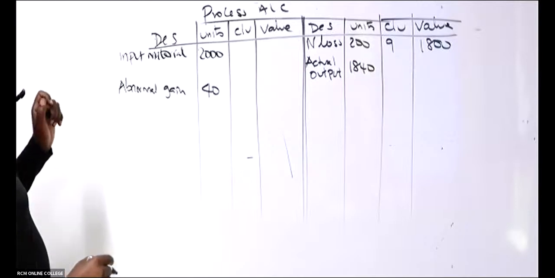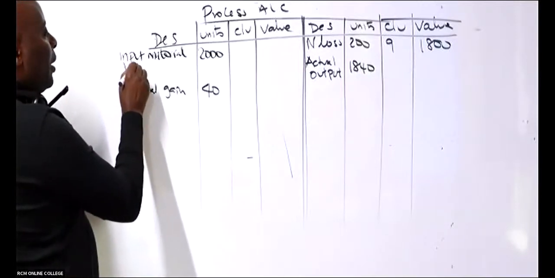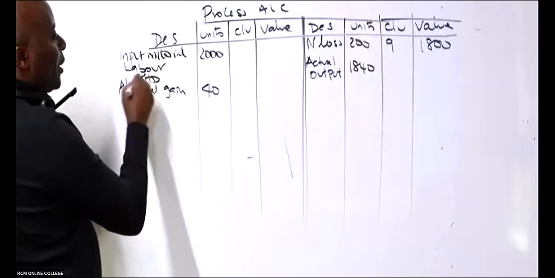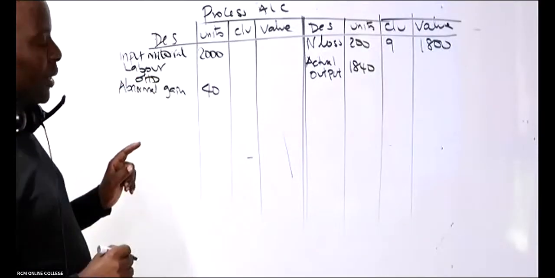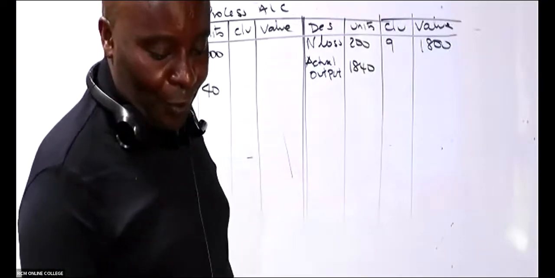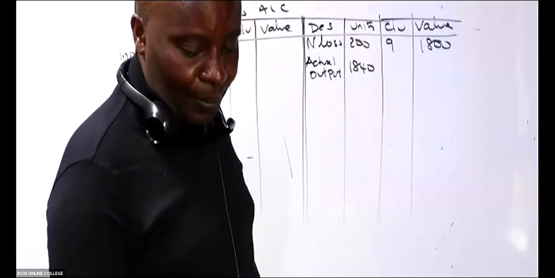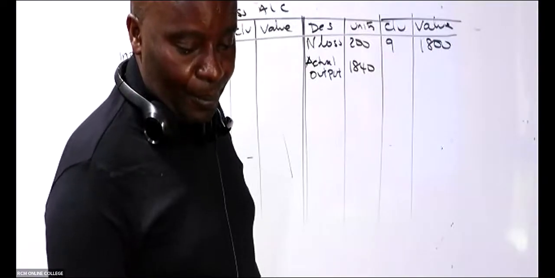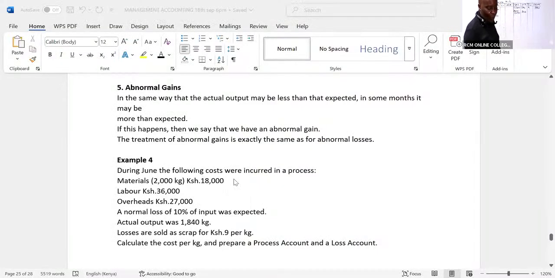Apart from materials, we have labor and overheads. Labor, ladies and gentlemen, we look at the question. You can see here that materials are worth 18,000 in total. Then we have labor. Labor cost is 36,000. And then we have overheads of 27,000.